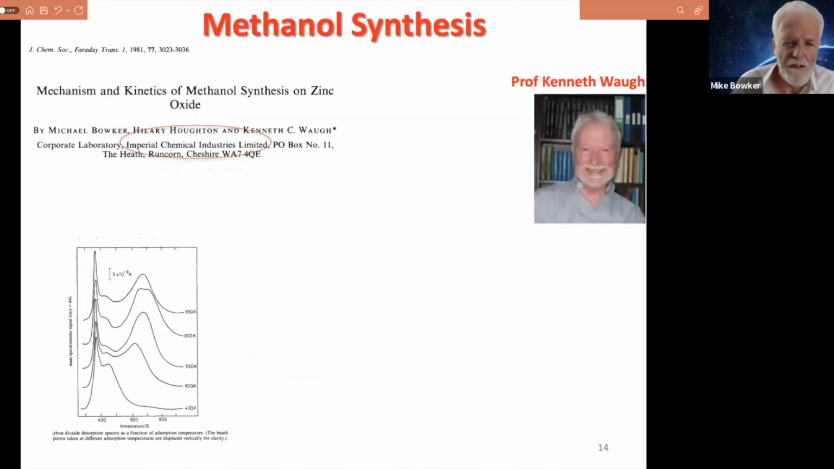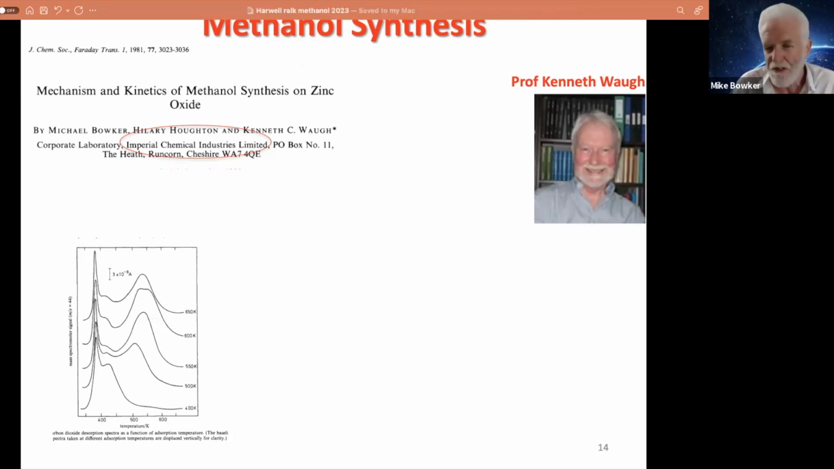The mechanism of methanol synthesis on these kinds of materials we looked at when I was in ICI, and we did some very simple experiments very early on, because there was a lot of dispute about whether CO or CO2 was the microscopic agent, the carbon source for making methanol. So we did some simple experiments using temperature programmed desorption on, in this case, zinc oxide.